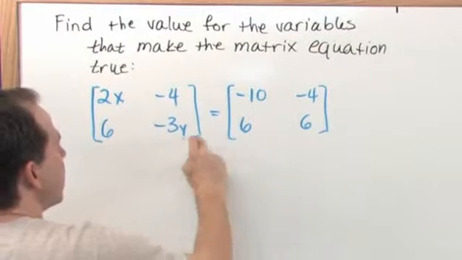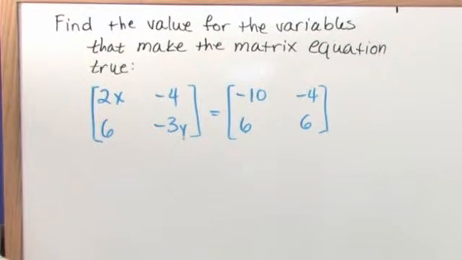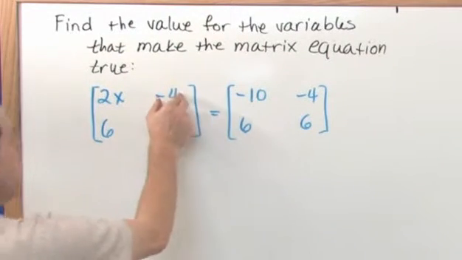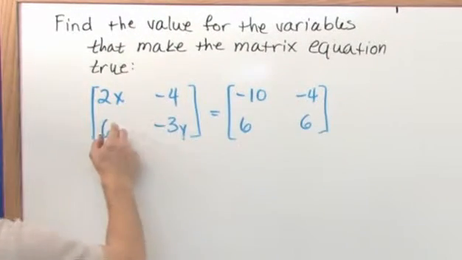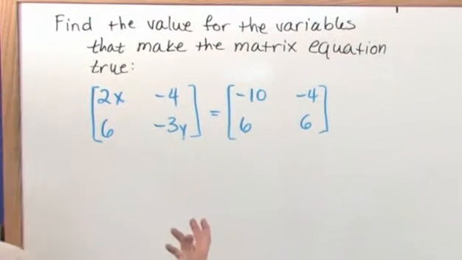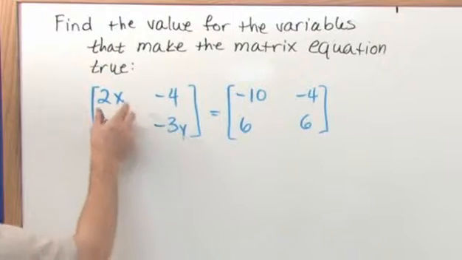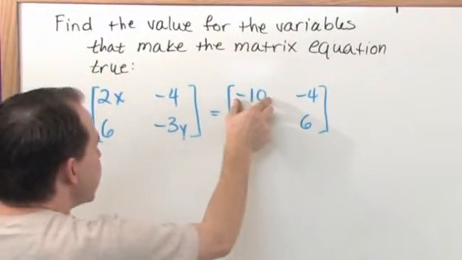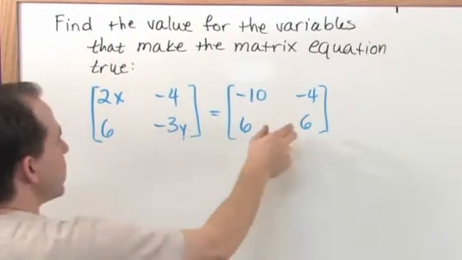2 rows, 2 columns. 2 rows, 2 columns. So they have the same number of rows and columns. And every single element must be the same as the corresponding element. Negative 4 is equal to negative 4. 6 is equal to 6. So you see, the only way these two things can actually be equivalent matrices is if this element is equal to negative 10 and if this element is equal to negative 10.